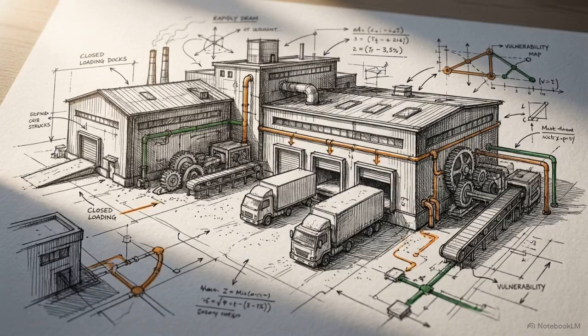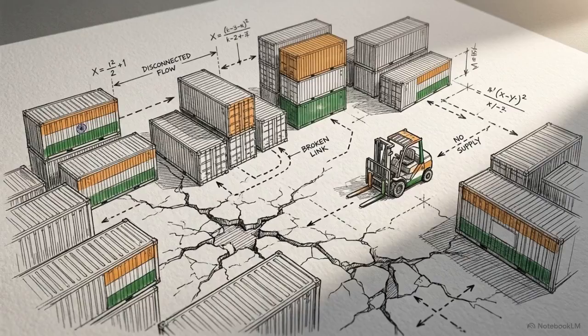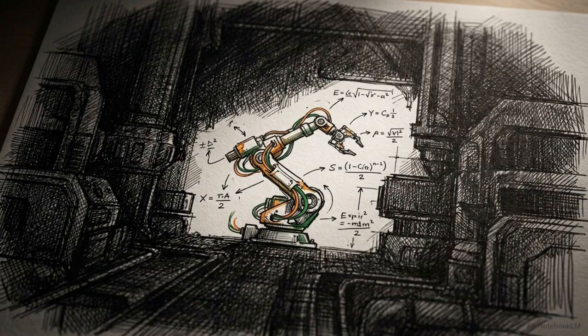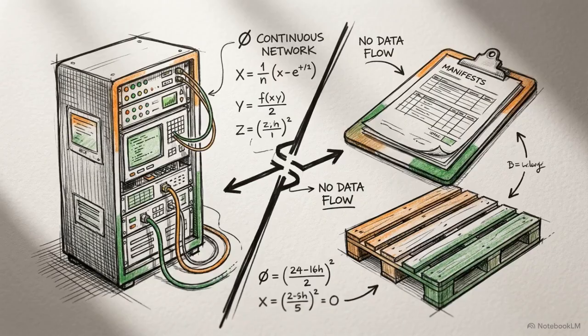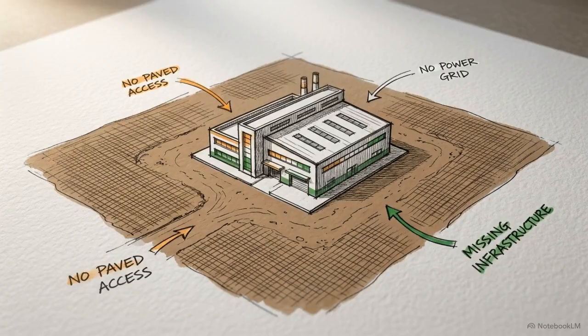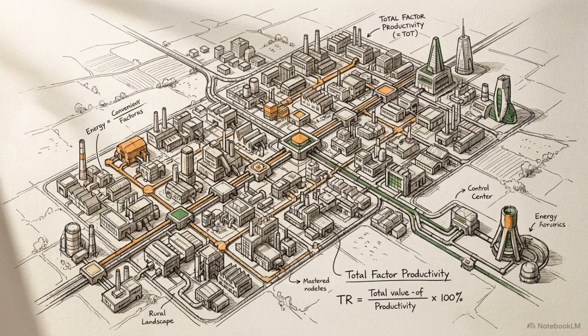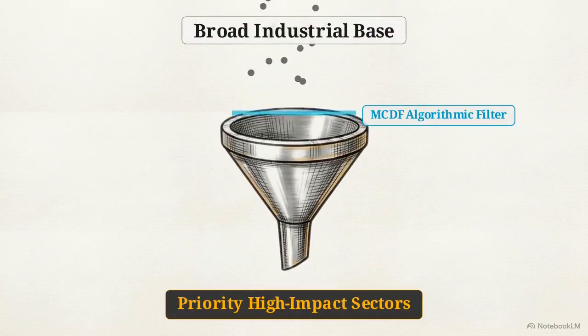This broad-based approach leaves the current ecosystem with structural vulnerabilities. Supply chains remain fragmented, automation is deployed in isolated pockets rather than continuous networks, and unified infrastructure is absent. To maximize total factor productivity, the state must transition away from uniform support. The system requires an algorithmic filter to identify and isolate only the sectors with the highest potential for impact.